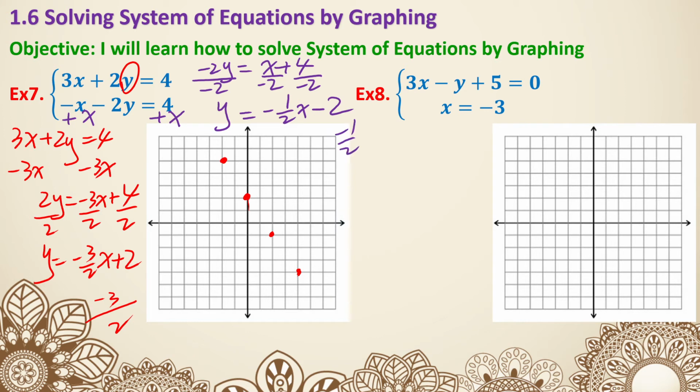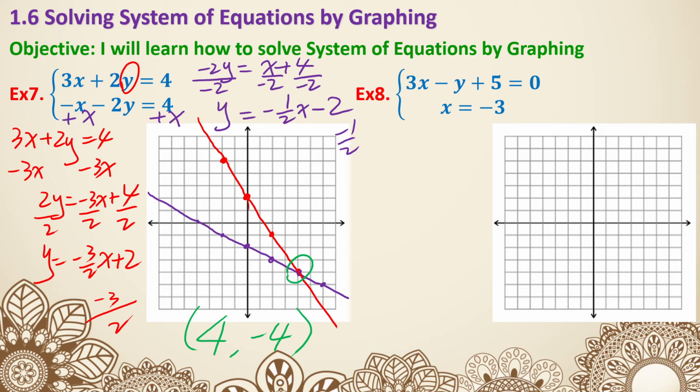it's negative 1 over 2, intercept that's negative 2, down 1 over 2, down 1 over 2, backtrack. So we got the other line right here. The first line is right here. You can clearly see here's the point where they cross, and that is going to be 4, negative 4. That's the solution to number 7.